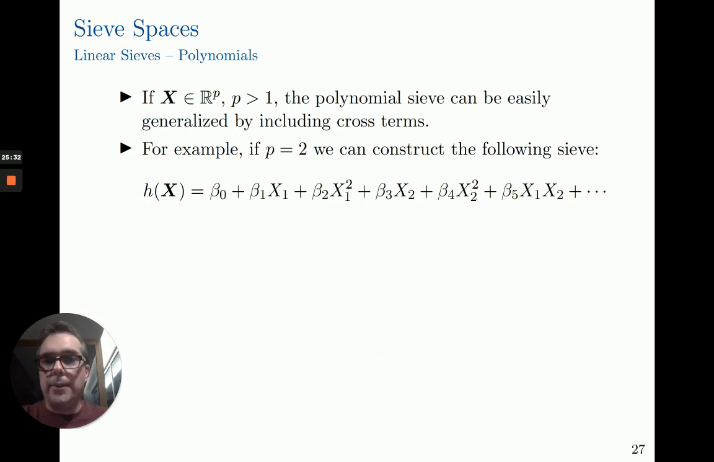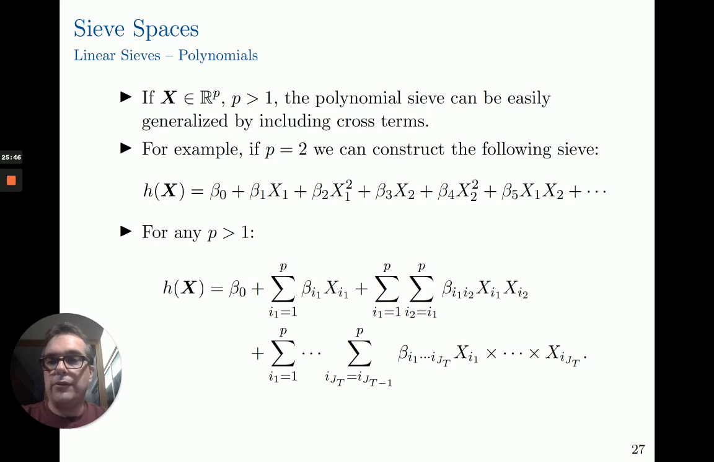So, for instance, we can generalize it when we have p larger than 1. So this is an example if p equals 2. What we have are the squares and we also have cross products, okay? And for any p larger than 1, our sieve will be quite complicated because we are going to have all kinds of cross products, okay? But once you define all the cross products, the model is linear in the parameters. So we can use standard techniques to recover these betas. Okay?